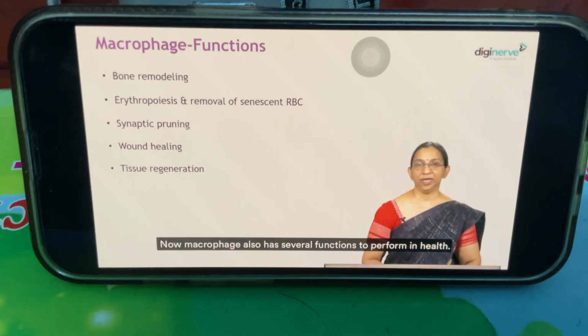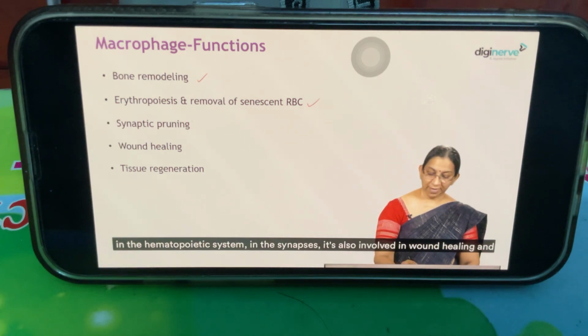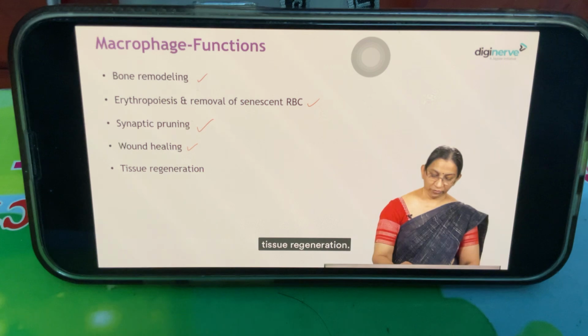Now, macrophages also have several functions to perform in health. It's responsible for a lot of tissue repair and remodeling, in bone, in the hematopoietic system, in the synapses. It's also involved in wound healing and tissue regeneration.